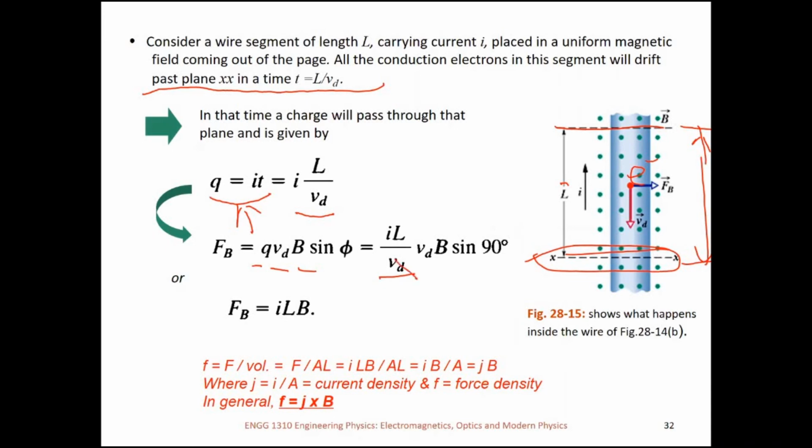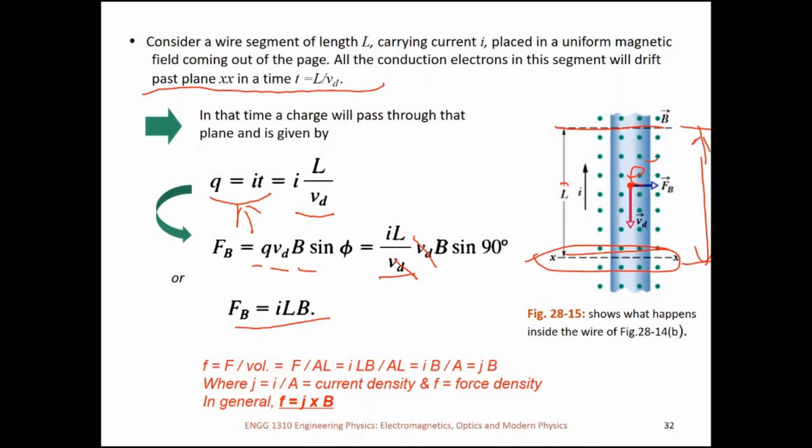Then the Vd and Vd get crossed, so eventually we have ILB sine theta. Of course, here it is just 90 degrees, but it may not be necessary to be 90 degrees. In other words, FB equals ILB.